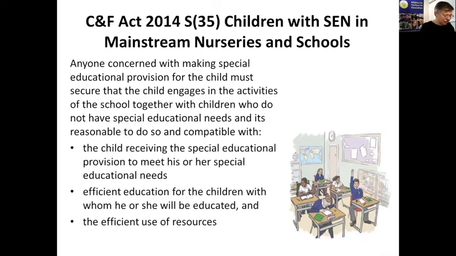Children and Families Act 2014, Section 35, Children with Special Educational Needs in Mainstream Nurseries and Schools. Anyone concerned with making special educational provision for the child must secure that the child engages in the activities of the school together with children who do not have special educational needs, if it is reasonable to do so and compatible with the child receiving the special educational provision to meet his or her special educational needs, the efficient education of the children with whom he or she will be educated, and the efficient use of resources.